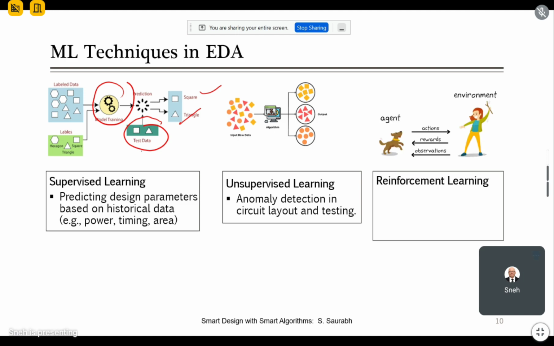The third thing is reinforcement learning, right? Now, what is reinforcement learning? Again, this is a very simple way.